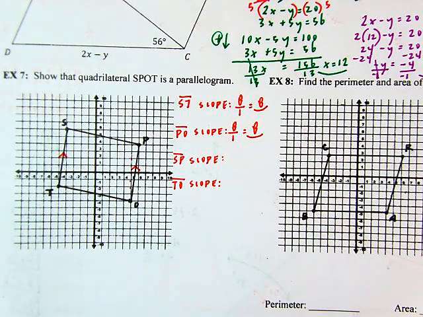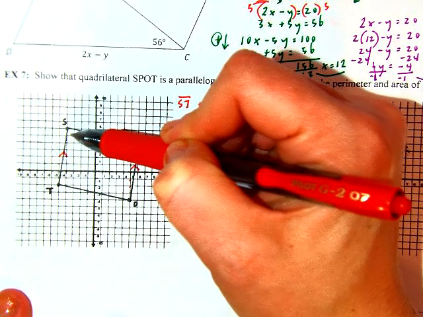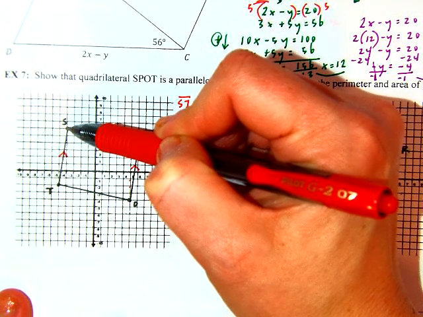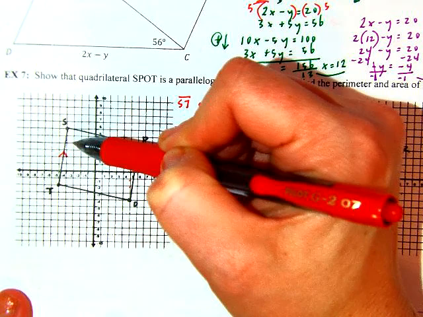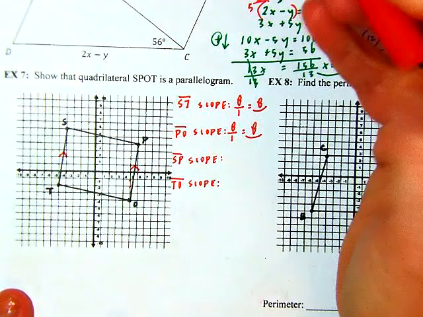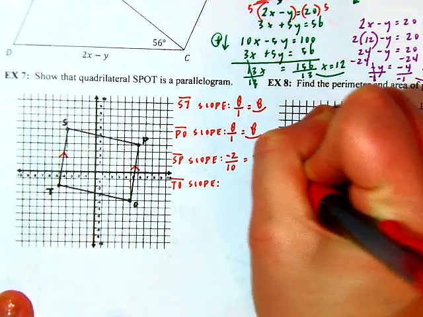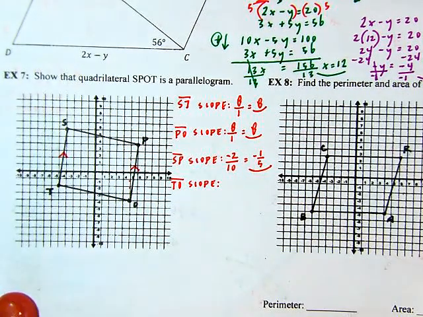If I do the same thing with SP, here I'm going down 2 and right 1, 2, 3, 4, 5, 6, 7, 8, 9, and 10. So down 2, right 10. My slope is -1/5.